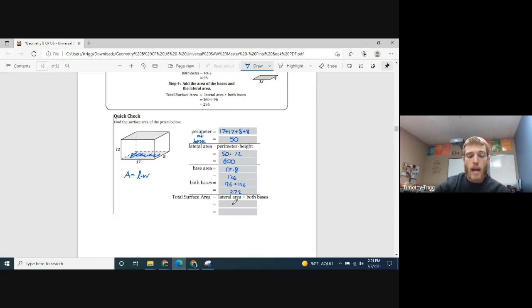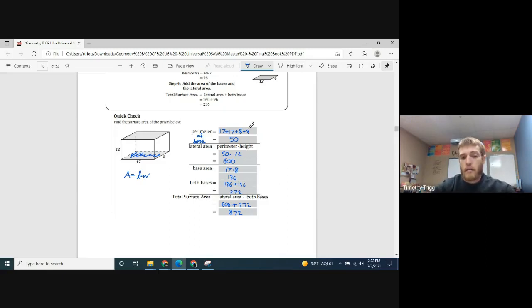Okay, so now what we have is the total surface area, meaning all of the surfaces. We would need to take the lateral area, so that's the area of all the lateral surfaces, plus the base areas for both bases. So that's 272. So lateral area plus the bases area gives us the total surface area, which in this case is 872.